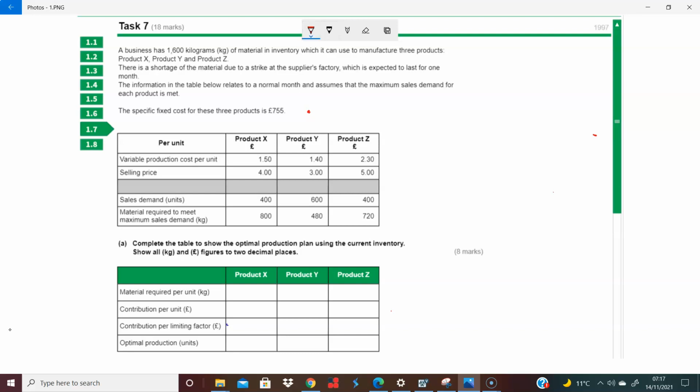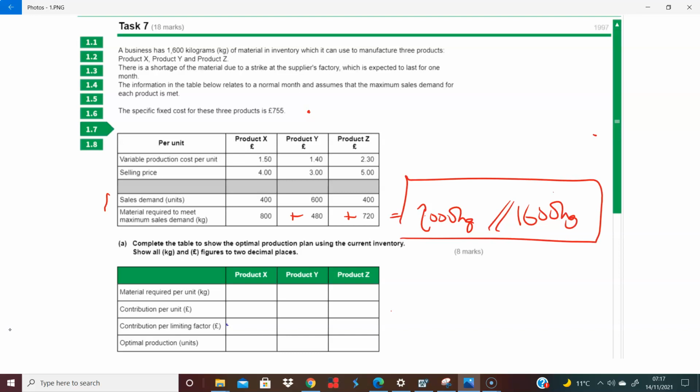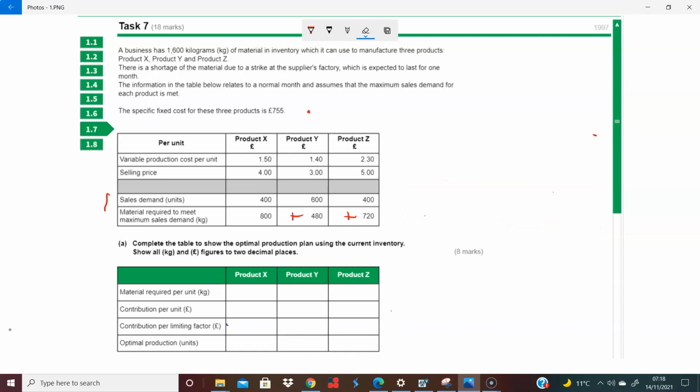First of all, I'm told you have information here that's very helpful. You know you don't have enough because you need 800 plus 480 plus 720. Add all these together and you get 2,000 kilograms. You only have 1,600 kilograms. So that's how you know that you don't have enough, because if you were to meet all of demand, you would need 2,000 kilograms. Okay, great. So let's do this.